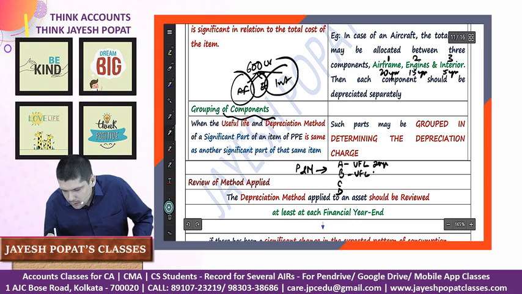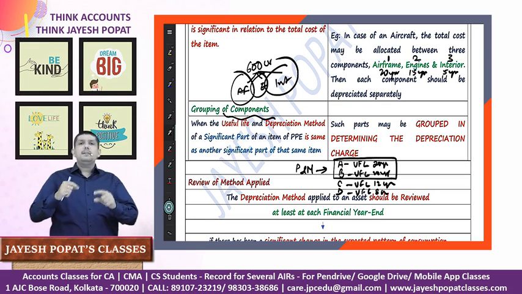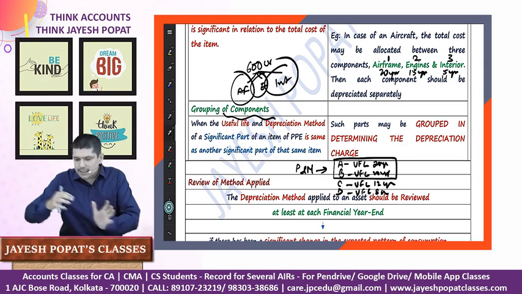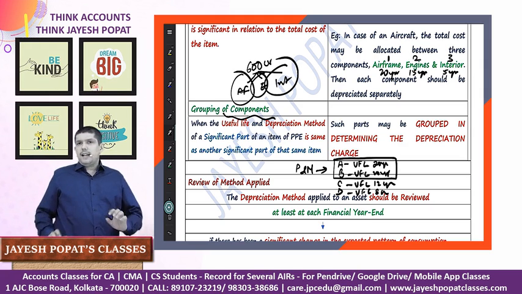Part B also has a useful life of 20 years. Part C has a useful life of, let's say, 12 years, and part D has a useful life of, let's say, 8 years, right? So in this case, component A and B should be grouped together, and depreciation on component A and B should be charged together, and C and D should be depreciated separately based on their respective useful life, right?